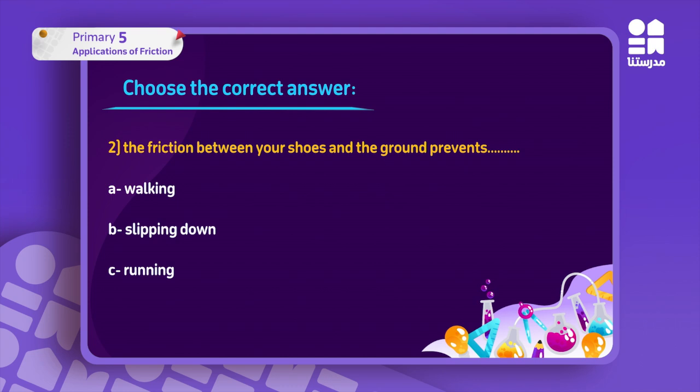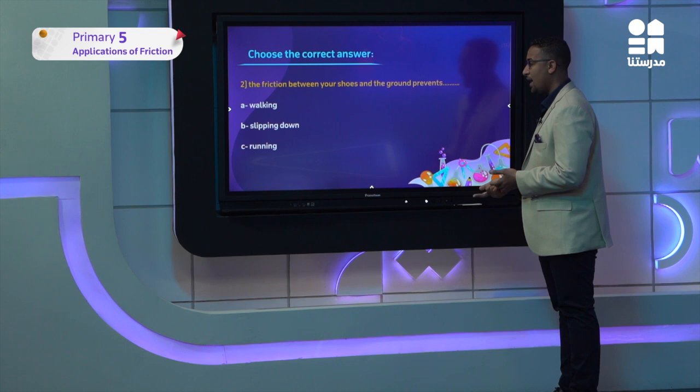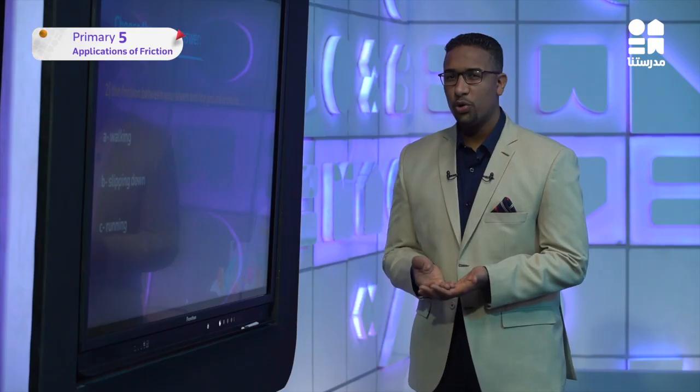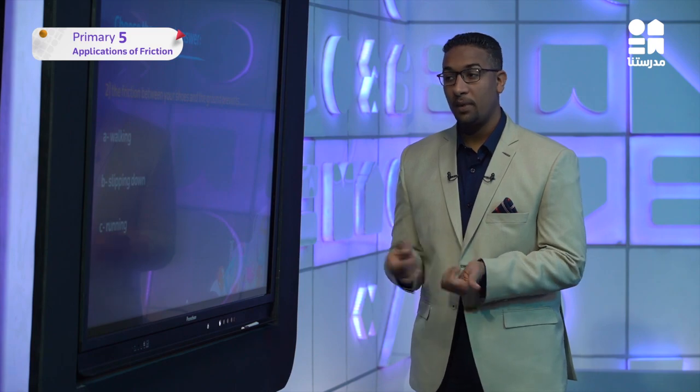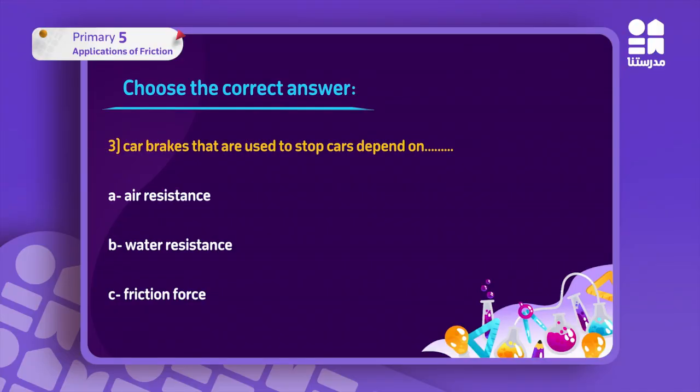Number 2, the friction between your shoes and the ground prevents, يعني بيمنع ايه؟ Walking, slipping down or running. Of course يعني بيمنعنا ايه؟ ان احنا نقع. Slipping down. So number 3, car brakes that are used to stop cars depend on what? Air resistance, or water resistance, or friction force. As we said, it depends on friction force. بتعتمد على قوة الاحتكاك علشان توقف العربية أو تقلل سرعتها. So the answer will be C, friction force.